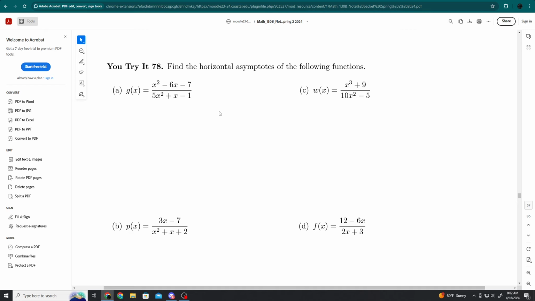They're not always given to you in order, so don't just assume that it's always x squared over 5x squared. Okay, they're both degree 2. There could be a larger x somewhere else in the problem. So just keep that in mind.